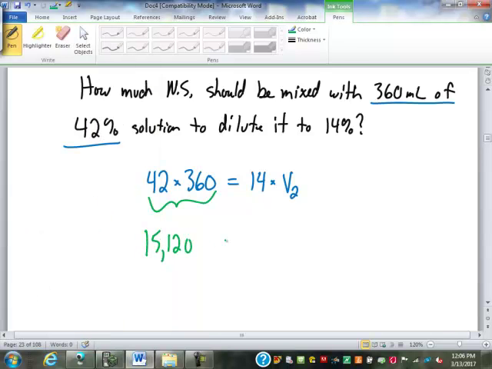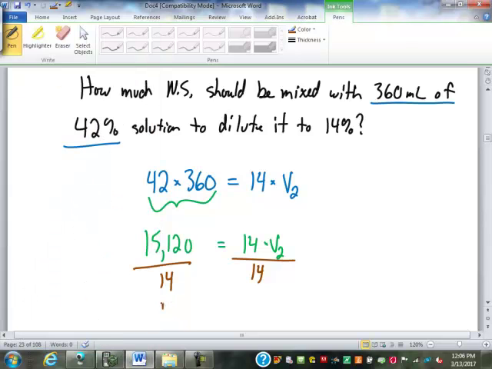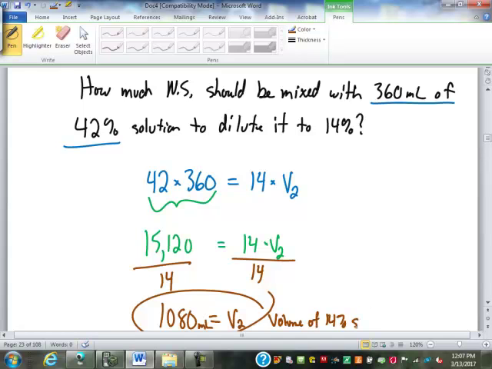15,120 equals 14 times V2. So we'll divide by 14. So 1,080 is our new volume. Well, remember what V2 is: the volume of the 14% solution.